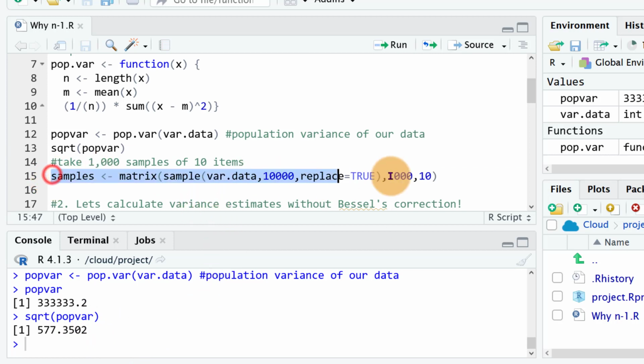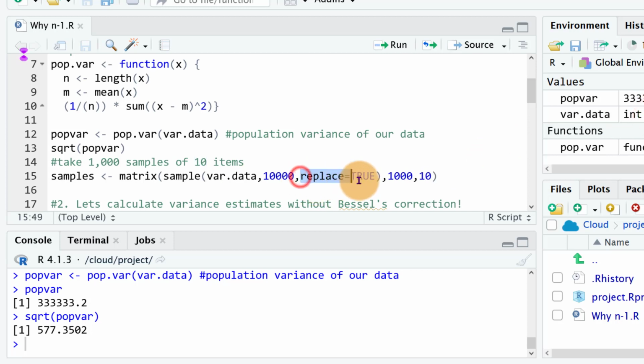All right, now what we're going to do, we have our data. Our population of data is the numbers 1 through 2000. Here we're going to take a sample, not just one sample. We're going to take 1,000 samples. So here we're taking 1,000 samples. We're actually taking 10,000 observations, and then I'm splitting them up into 1,000 different groups of 10 observations. So we're taking 1,000 samples of size 10 from our data here.